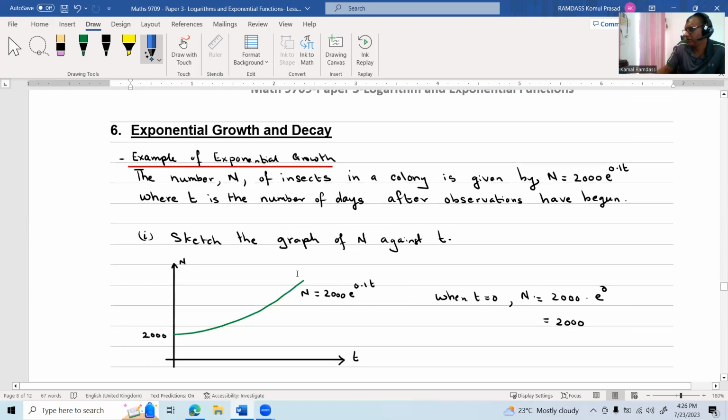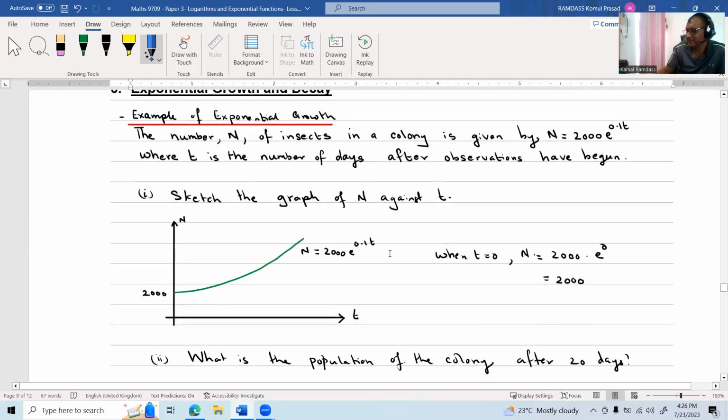Bon, maintenant, nous avons deux termes qu'on appelle exponential growth and decay. Et là, on peut traiter ça avec une question. Premièrement, example of exponential growth: the number n of insects in a colony is given by n is equal to 2000 e to the power of 0.1 t, where t is the number of days after observation has begun. Sketch the graph of n against t. Quand t is equal to 0, e to the power of 0 is equal to 1, n is equal to 2000, et le graph follow sa formule. Exponential, mais seulement valide pour t greater than 0.